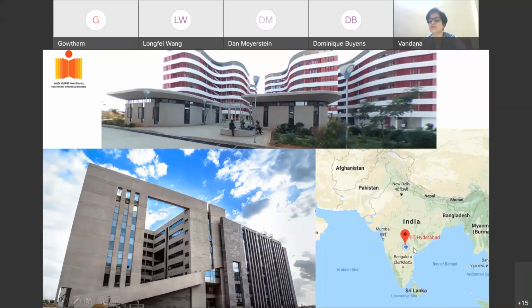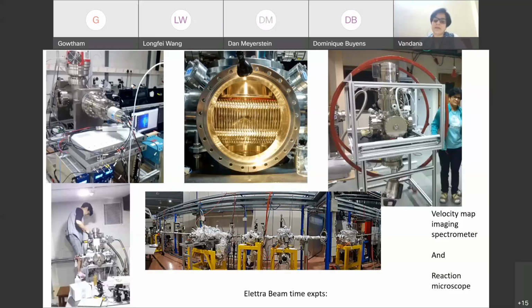This is the institute, Indian Institute of Technology, located at Hyderabad, and these are the signature buildings of the new institute. It's not a very old institute. It's a very young institute, almost 13 years old. In the Department of Physics, I have a lab wherein I have built many setups in the last 10 years, since I joined. The very first setup we made was the velocity map imaging spectrometer, and this is what you will be hearing about today.